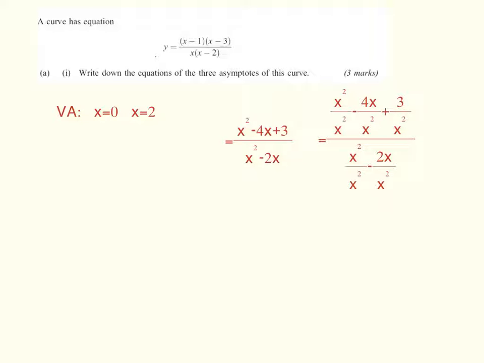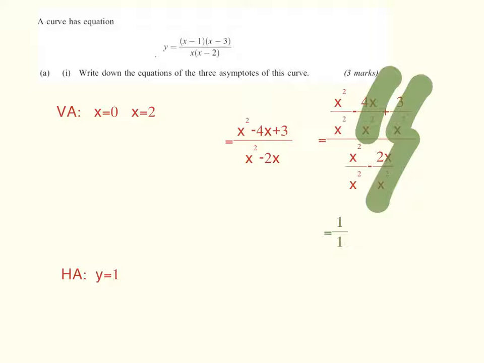So when x tends towards plus or minus infinity, these fractions would tend towards 0. As the number on the bottom of the fraction gets infinitely large, the fraction itself tends towards 0. Leaving me with x squared over x squared, which is just 1, over x squared, which is just 1. Therefore, our horizontal asymptote is the line y equals 1.